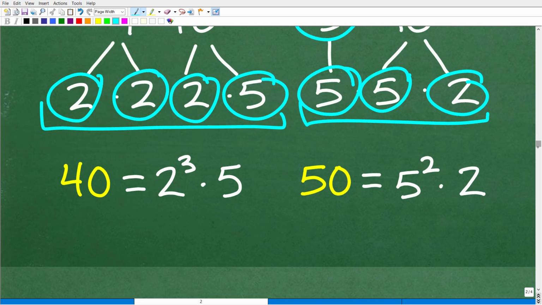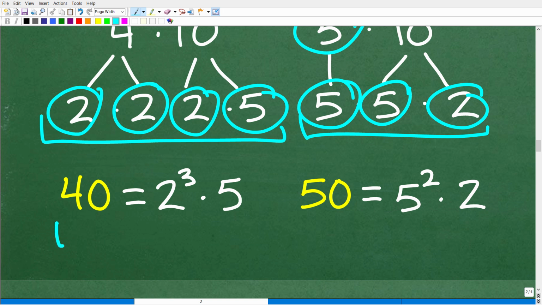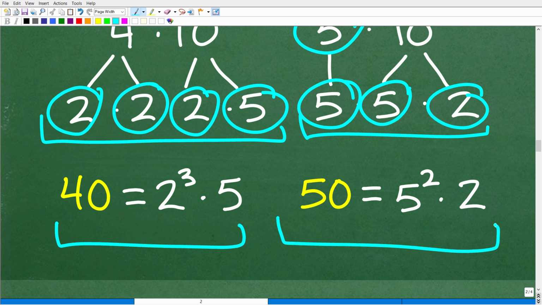All right, so here is really what we want. We want to look at each number in terms of its prime factors, but if there's any repeating factors, like right here, 2 times 2 times 2, or right here, 5 times 5, we want to express those as powers. This is really important. So 40 is the same thing as 2 times 2 times 2, or 2 cubed times 5, and 50 is the same thing as 5 times 5, or 5 squared times 2.